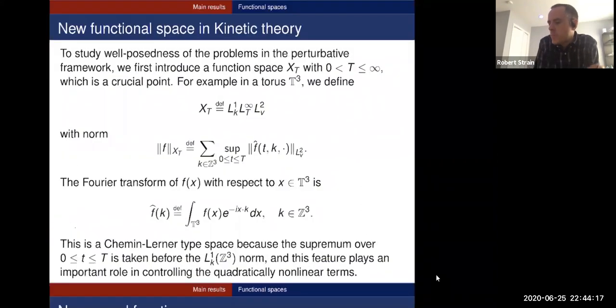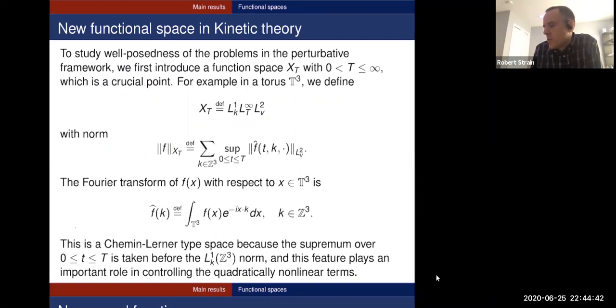Okay, so here's our space. Now I'm ready to tell you about our theorems. To study well-posedness of the problems in the perturbative framework, we introduce a function space X_T with a finite but arbitrary T. For example, in the torus, X_T is L^1_k, L^infinity_t, L^2_v.